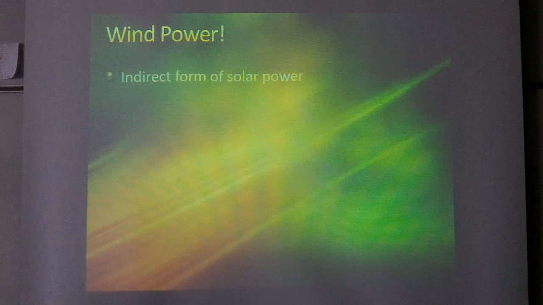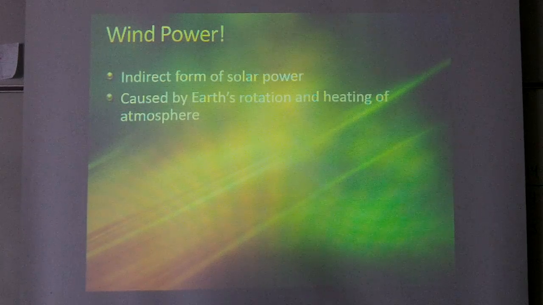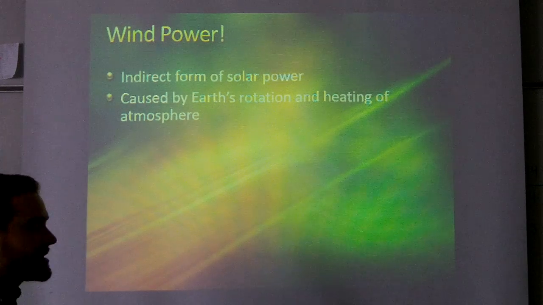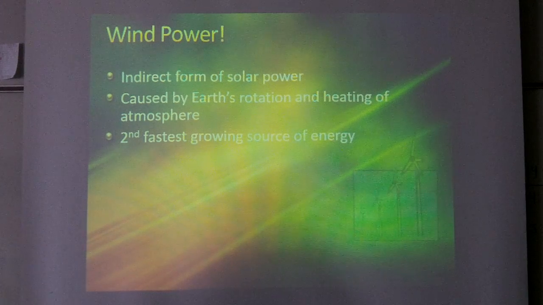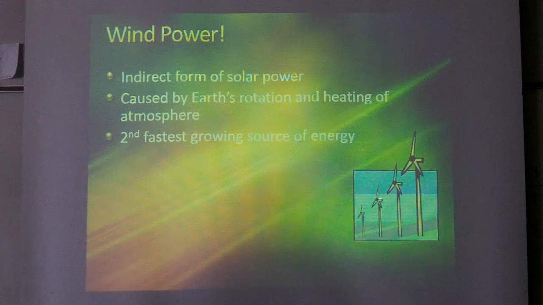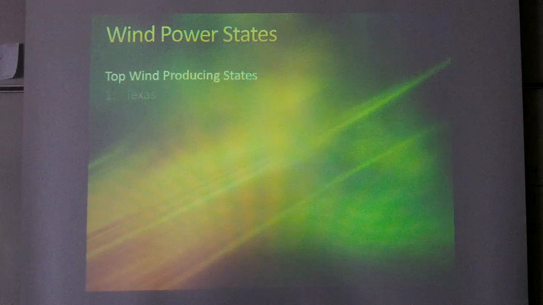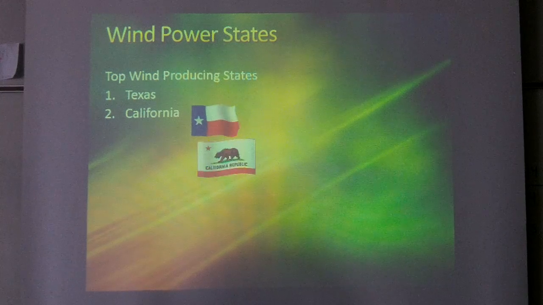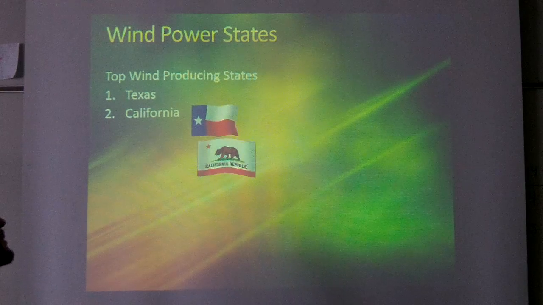All right, wind. Another form of indirect solar power, right? Because uneven heating of the Earth's surface is what causes wind, along with the rotation of the Earth around its axis. It's the second fastest growing source of energy. Good. Look at that. Those are windmills, if you did not know. So what are the top producing states? The top 2, Texas and California. Nice. However, those aren't the 2 states that have the most wind energy available.